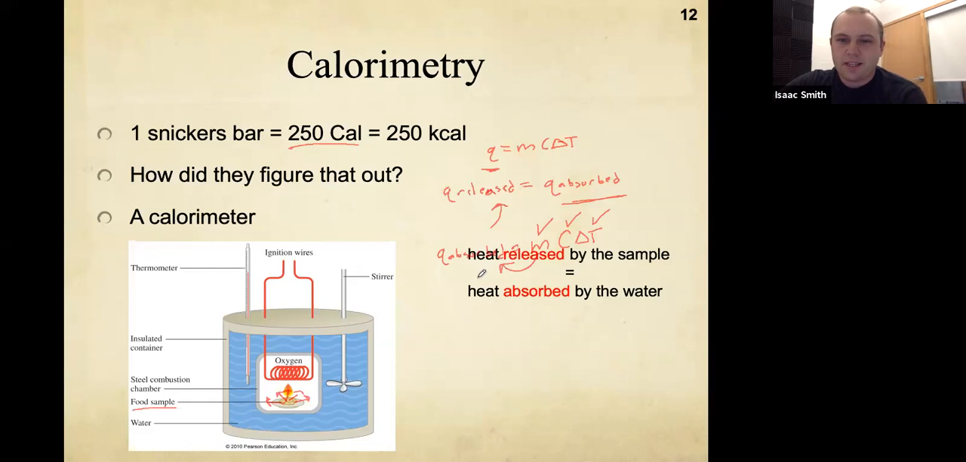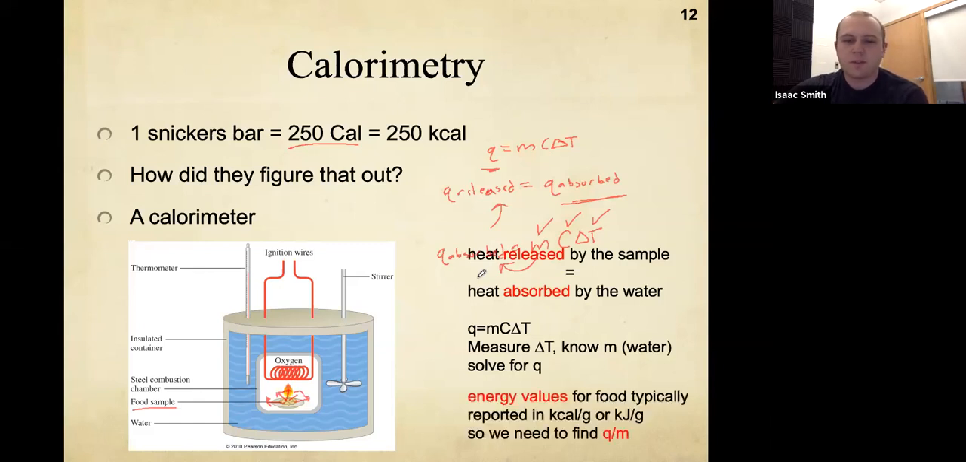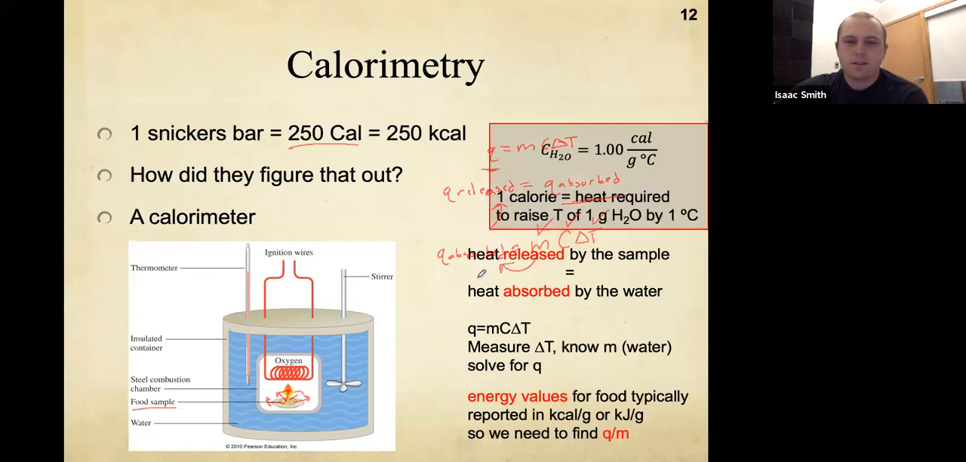So shown here, heat released by the sample is equal to the heat absorbed by the water. Again, we know M, we know C, and we know delta T for water, so we can solve for Q. Awesome. There's just some more information there.